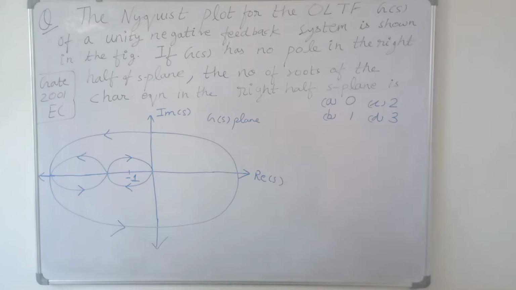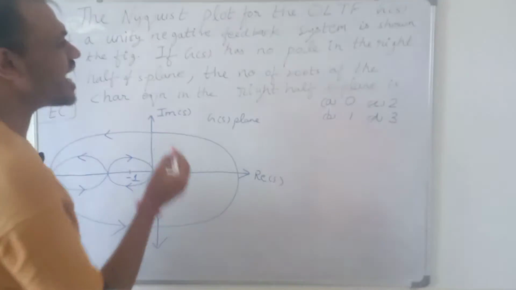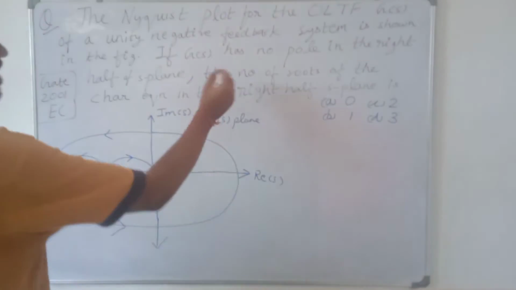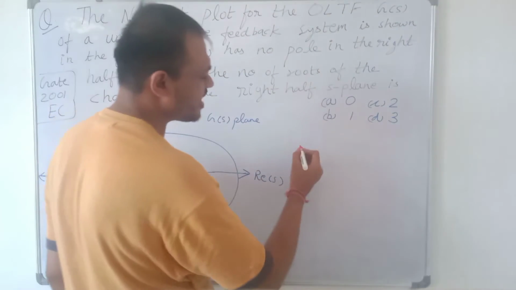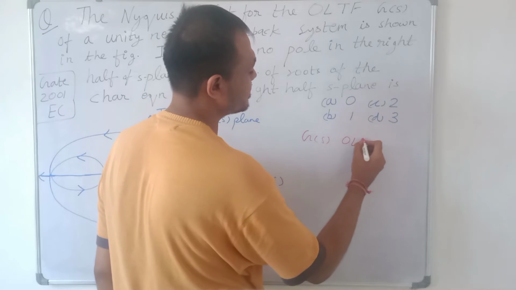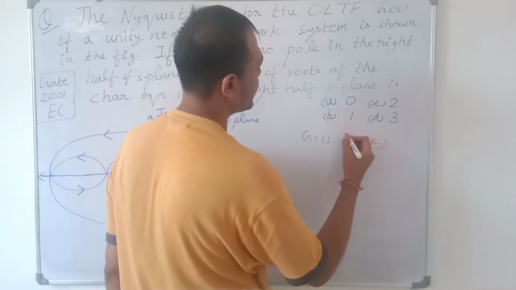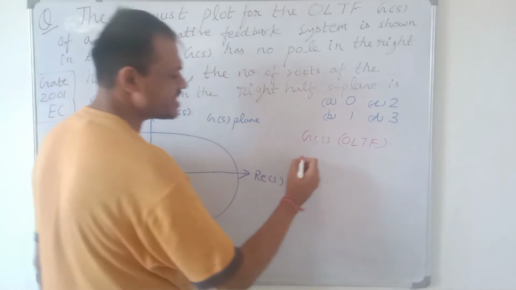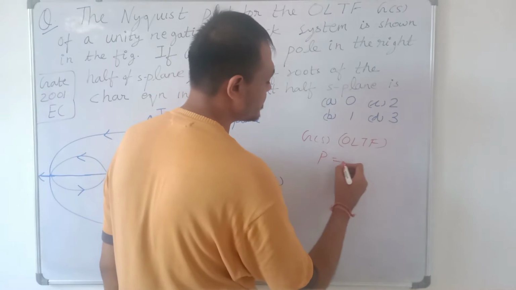So now it says that G of S has no pole in the right half of S plane. So it means G of S, the open loop transfer function, has no pole in the right half of S plane. So it means that the value of P is 0.